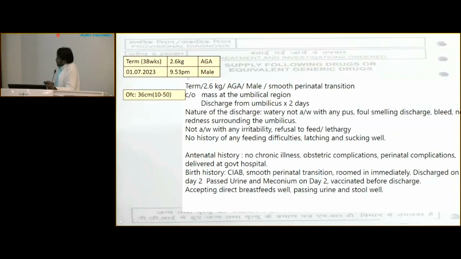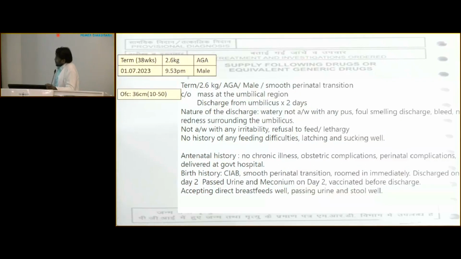There was no redness around the umbilicus, and no irritability, refusal to feed, or lethargy. No history of any feeding difficulties or latching problems, and the child was sucking well. Antenatal history was fairly well, and he had a smooth perinatal transition and was discharged on day 2, accepting breast feeds well and passing stool and urine.